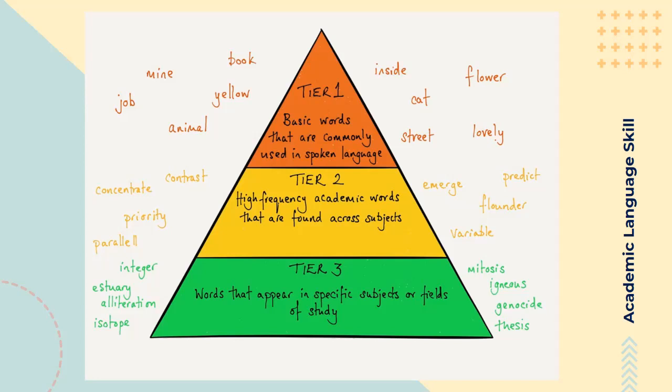And Tier 2 are high-frequency academic words that are found across subjects. Those are things like nonetheless, or prioritize. These are words that you'll see generally in academic settings, not things that you generally would say at the family reunion, but words that you might use in a classroom setting. Tier 3 are words that appear in specific subjects or fields of study. So these are things like, you'll see these in the green here: integer, estuary, alliteration, isotope, mitosis. These are words that you really need your students to be able to understand in context.